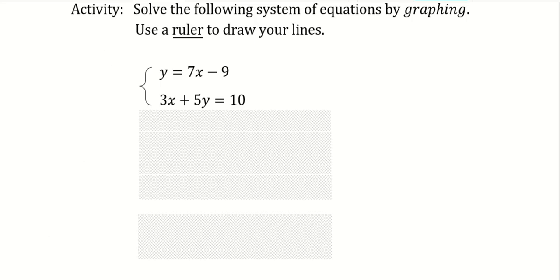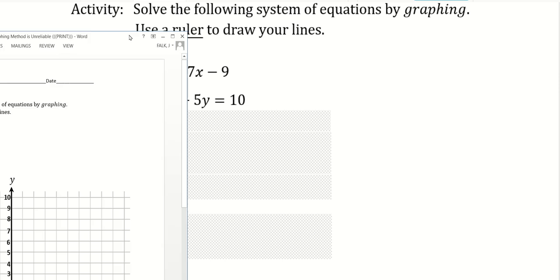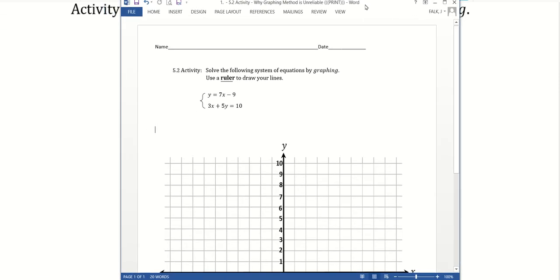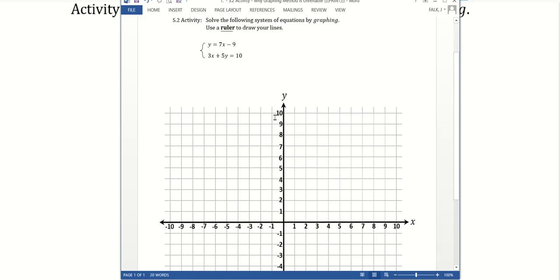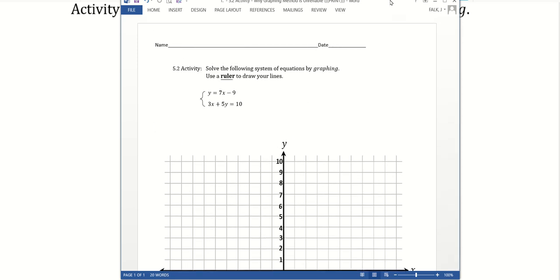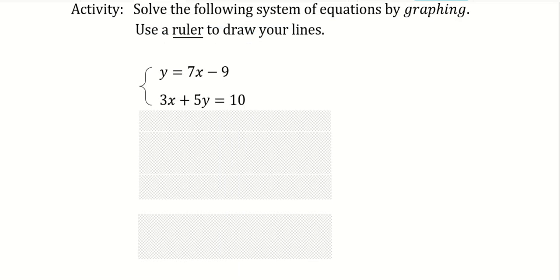Now, this other activity, before I look into the notes: if you have this at home and if you have a ruler at home, you should do this handout really quick first.